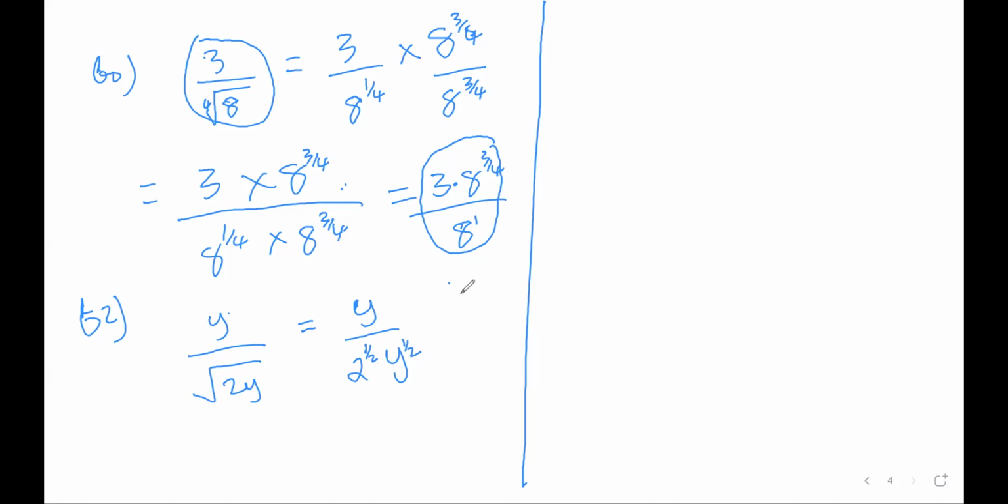Okay, so I need to add a half there to make it 1 and a half there to make it 1. So it simply tells me I need to multiply this thing by 2 to the half, y to the half, over 2 to the half, y to the half. All right. Again, this divided by this is 1. So it looks like I haven't changed anything. Okay, this is very important.